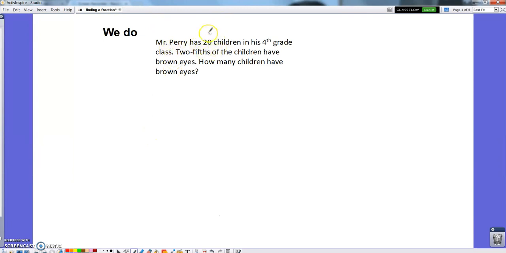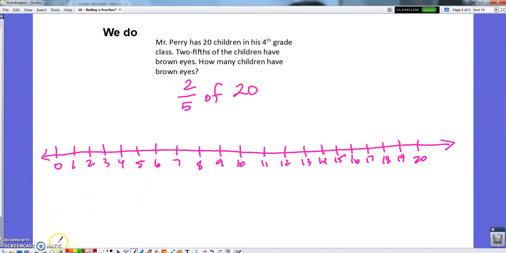So since Mr. Perry has 20 children and we're looking for 2/5 of 20, you and I are both going to need a number line that goes up to 20. So I'm going to pause and make mine. You should probably pause and make yours. All right, there is my 20 students. You may want to make a note to yourself. You went up to 20 because you have 20 students. That's why I picked 20 on my number line.